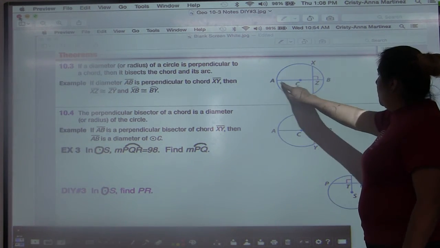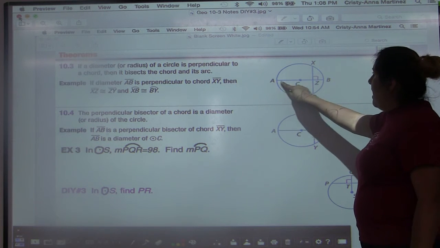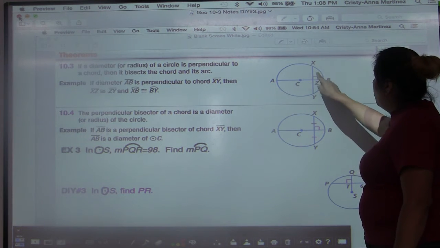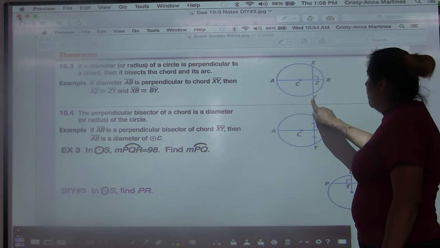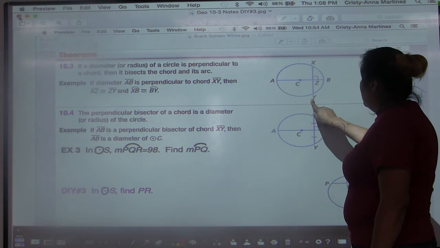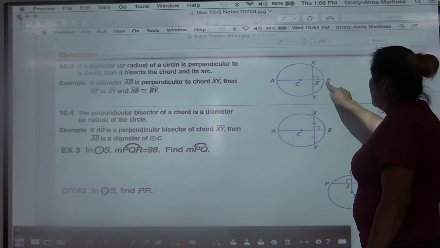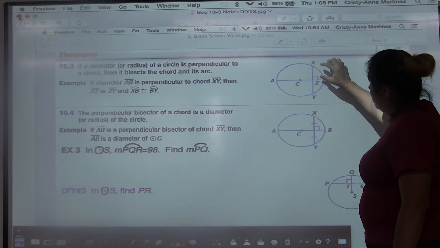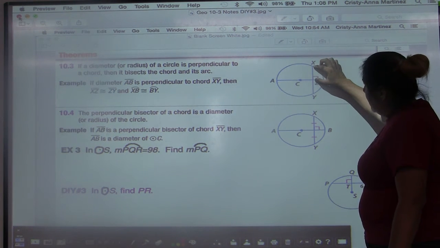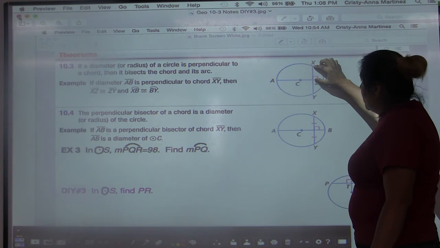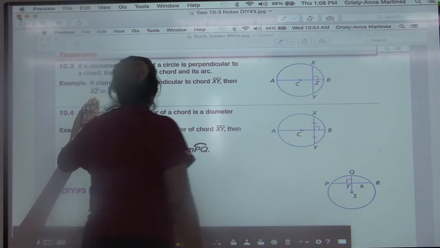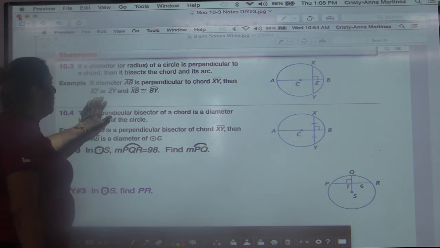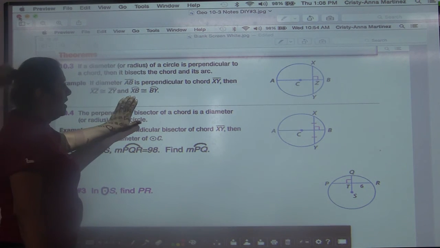you have the diameter, which is AB, and that happens to be perpendicular to the chord XY. And so if that happens, then what we know is that the diameter AB bisects the chord. So this piece here, X to Z, is going to be congruent to the piece Z to Y, which is what you see here. It says XZ is congruent to ZY, and arc XB is congruent to arc BY.